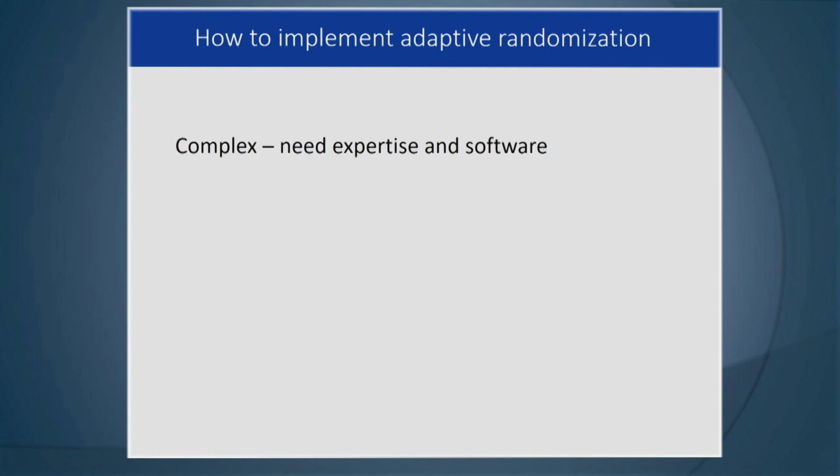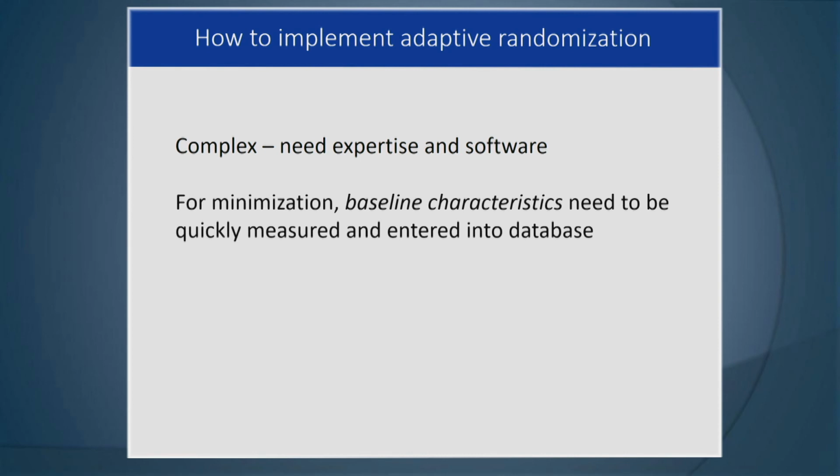So how do you implement adaptive randomization? It's actually pretty complex. You can imagine there's this dynamic thing that goes on, and you really need expertise and software. For minimization, that's the first one, baseline characteristics need to be quickly measured and entered into the database. What this is saying is, if you're going to be tweaking those probabilities, you have to keep track as fast as possible. What was the next assignment? Who was it? Where did they go? Let's put that in the database so we can change the probabilities of assignment as fast as possible.